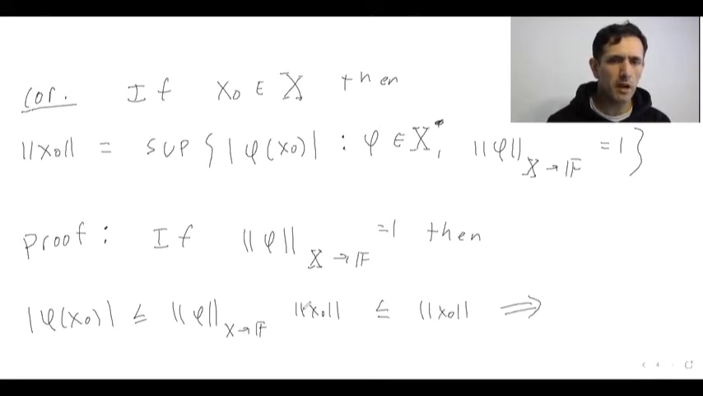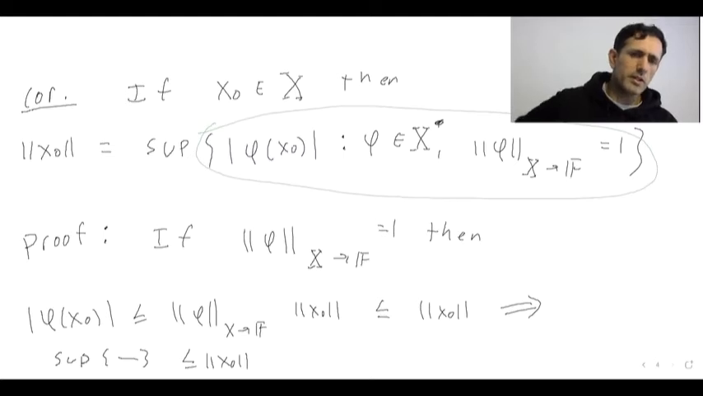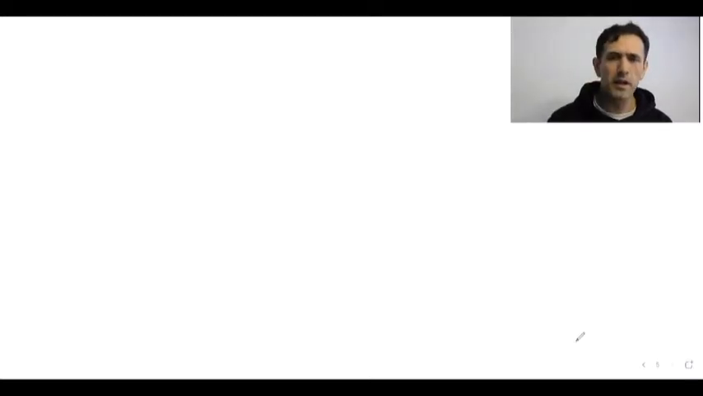That implies this is an upper bound for this whole set here I'm circling in green. Sup is the least upper bound. So as the least upper bound, the sup of this whole thing here is less than or equal to the norm of x0. So we just need to show the other direction. And that's where this lemma comes into play.